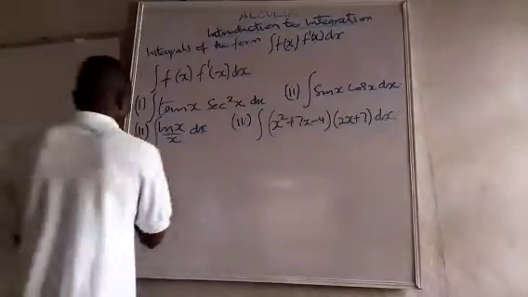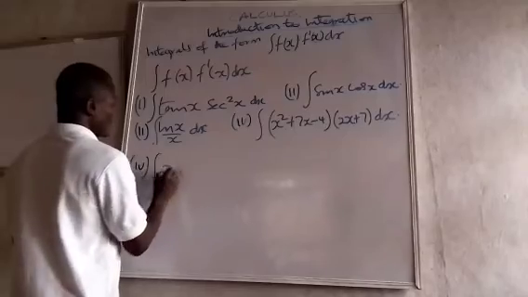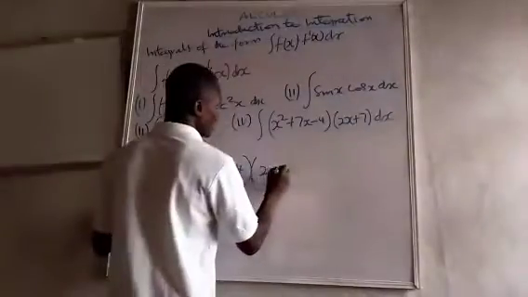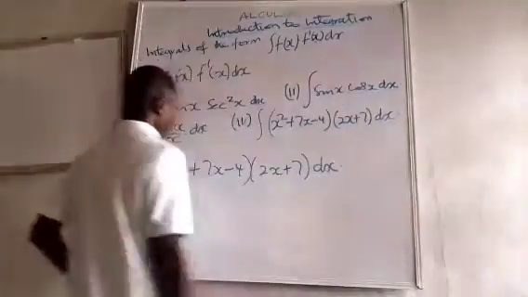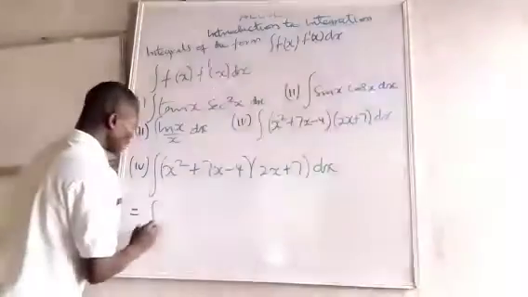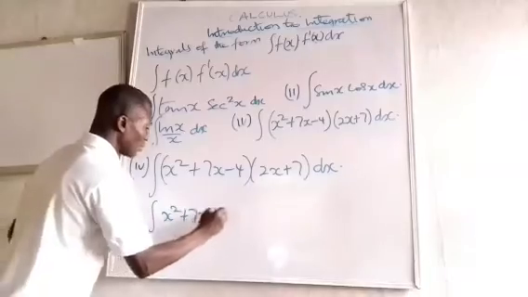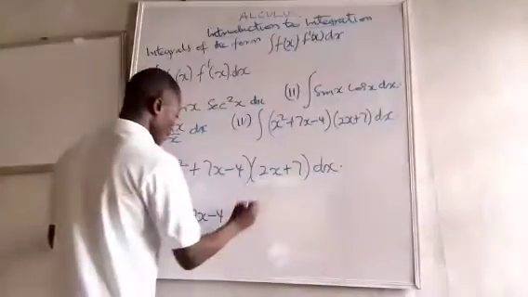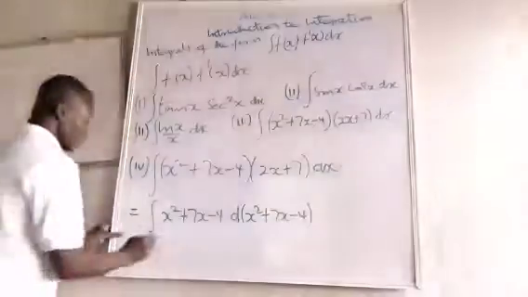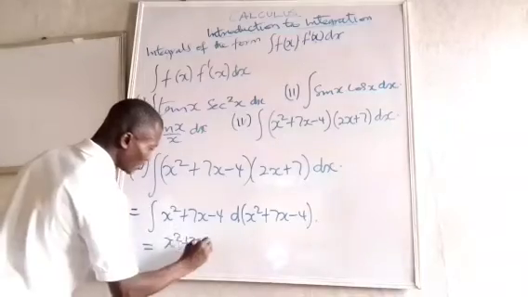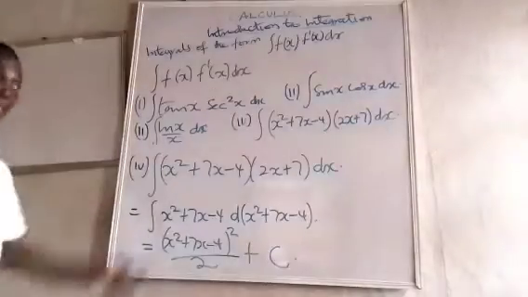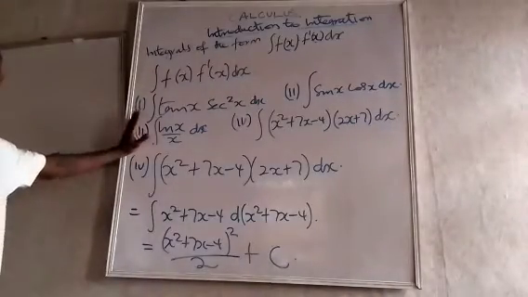Now let's look at the last one: x squared plus 7x minus 4 into 2x plus 7 dx. On observing, we see that this one is the differential of this. So we are going to have something like this: x squared plus 7x minus 4 d(x squared plus 7x minus 4). This one is going to give us x squared plus 7x minus 4 all squared over 2 plus c. I gave these examples just for you to know that you can easily apply this without fear.